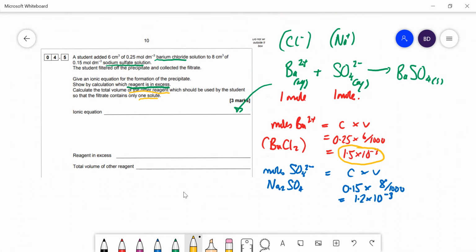So we need to add more sodium sulfate. How much more do we need to add? Well, the volume you're going to need is equal to the moles divided by the concentration. Now the number of moles we need is the same as the barium, 1.5 times 10 to the minus 3, and the concentration of the sodium sulfate solution was 0.15. So that's going to be equal to 0.01 dm cubed. So that's equal to 10 centimeters cubed. That's the answer there.